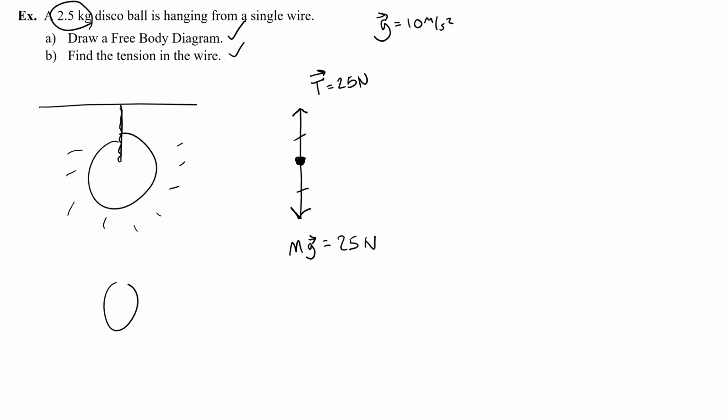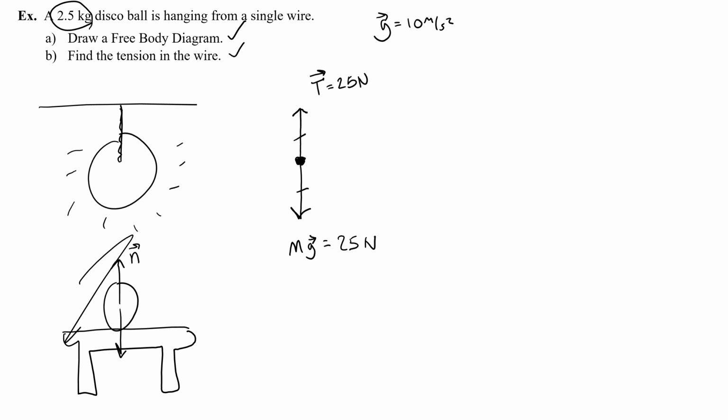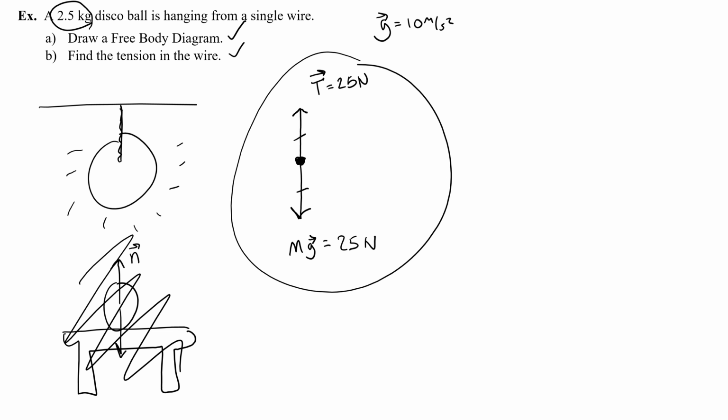Now notice that this is similar to if the disco ball was on a table. It's just we would say that that upward force, if it was a table, is a normal force supporting the object. And in this case, it's not on a table, it's hanging from a wire, so we use tension.